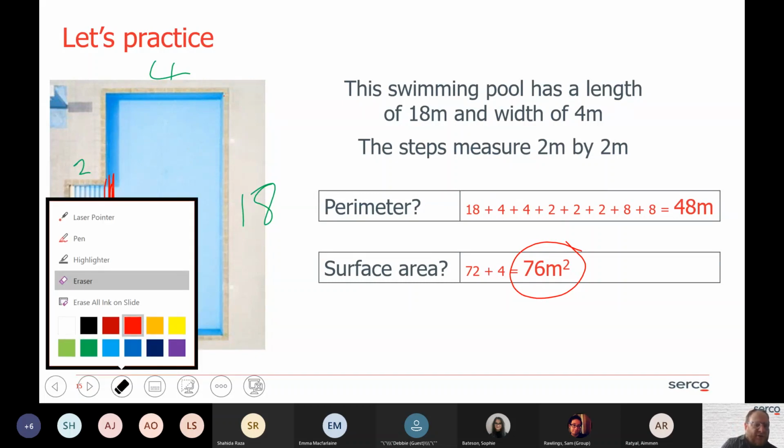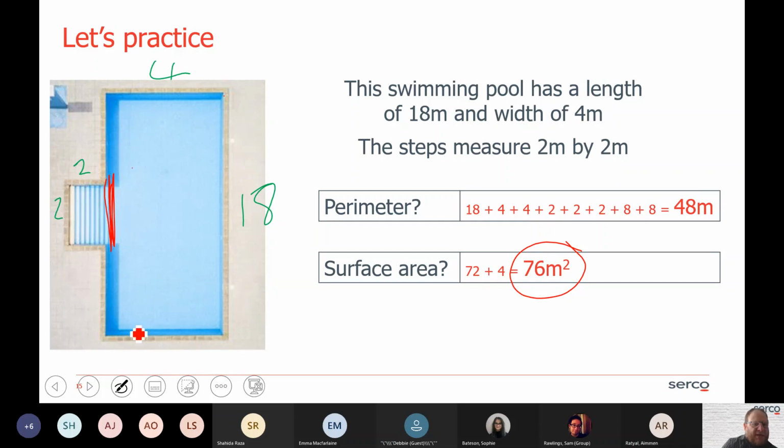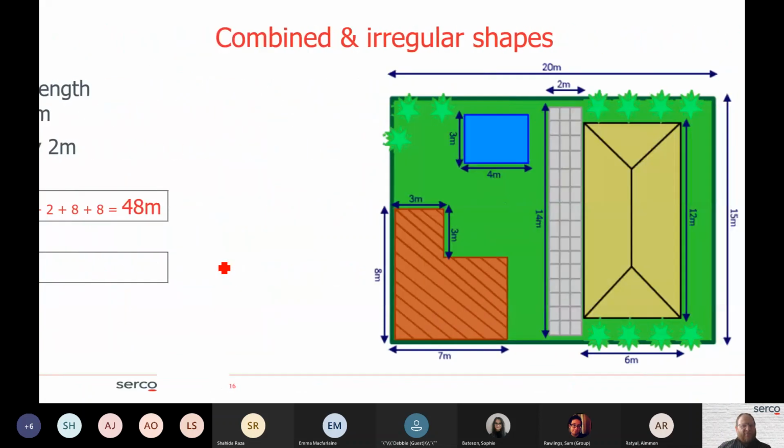So to clarify that, this bit is 18 times 4 is 72. This bit is 2 times 2, which is 4. Add them both together and that gives us 76. And I'm just looking, we've got a few of those, and most people, if not everybody, has put meters squared, meters with a little 2 as well, so that's really good. Well done to everybody. Great.